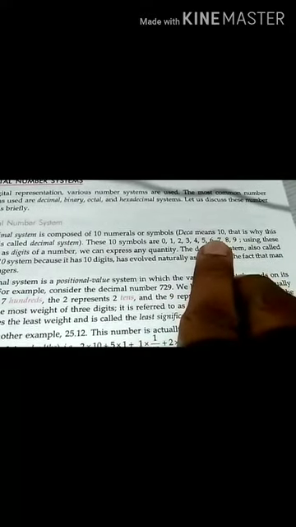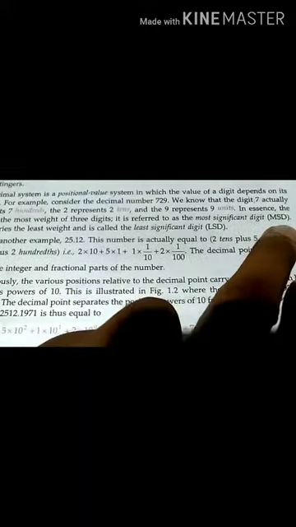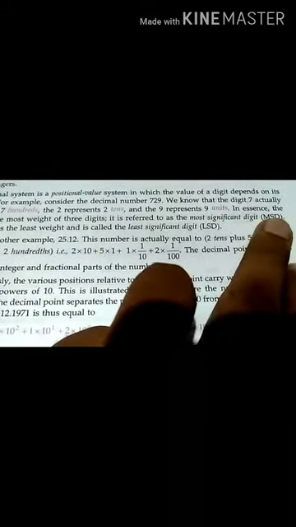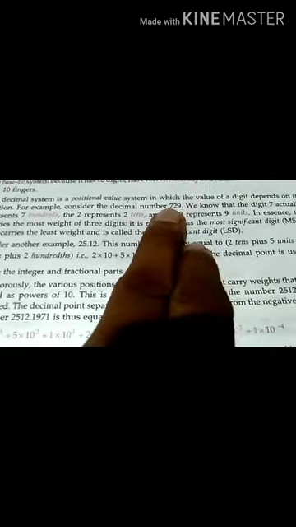The count of digits is called the base. Base is also known as radix. For example, 729 is a decimal number because it is made from 0 to 9 digits. And the terms are MSD and LSD. MSD means most significant digit, which is the left side digit, and LSD means least significant digit, which is the right side digit. For example, 7 is the most significant digit and 2 is the least significant digit.